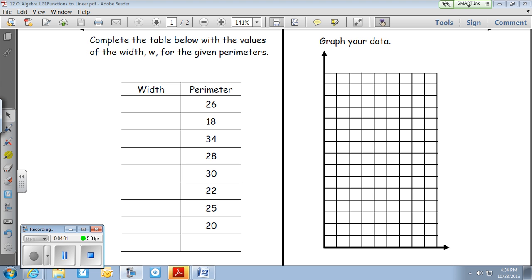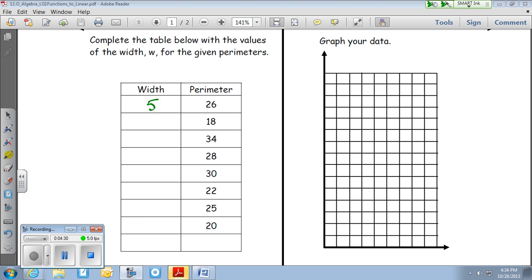All right, so for this table here on the lower left, I want you to go ahead and fill in the values for the width when the perimeter is the given values that you see on the right. So for instance, when the perimeter is 26, what is the width going to be of that rectangle, knowing that my length is 8. 8 plus 8 is 16, so I have 10 remaining. Cut that in half, so my width has got to be 5.